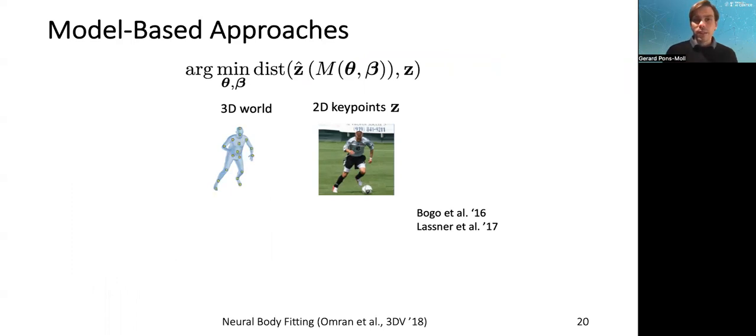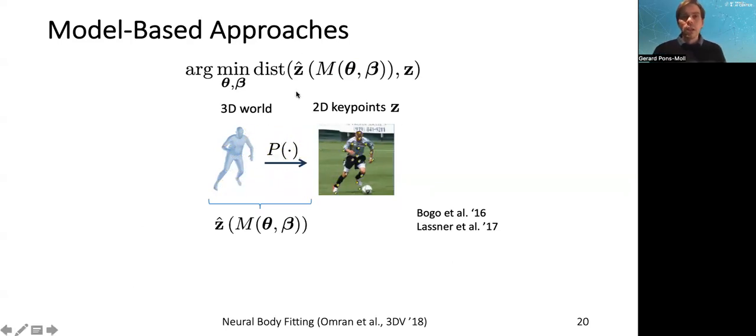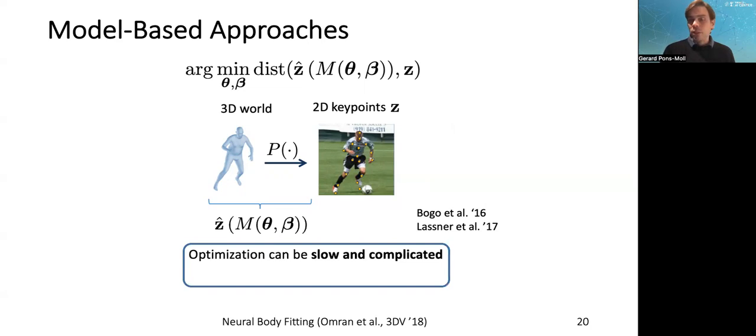If you have to fit a 3D model to images, for example, you could match key points and minimize an objective function, which measures the difference between the predicted key points from the SMPL model, Z hat, and the key points detected in the image. And so you minimize over pose and shape. Similarly as with registration, or even more so here, because you don't have the depth dimension, the optimization can be slow and complicated at times. And more importantly, it requires initialization.